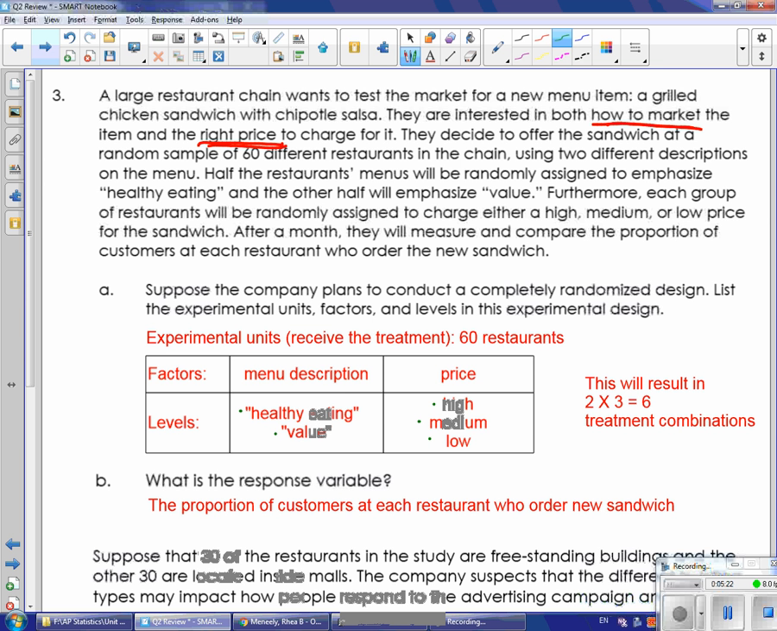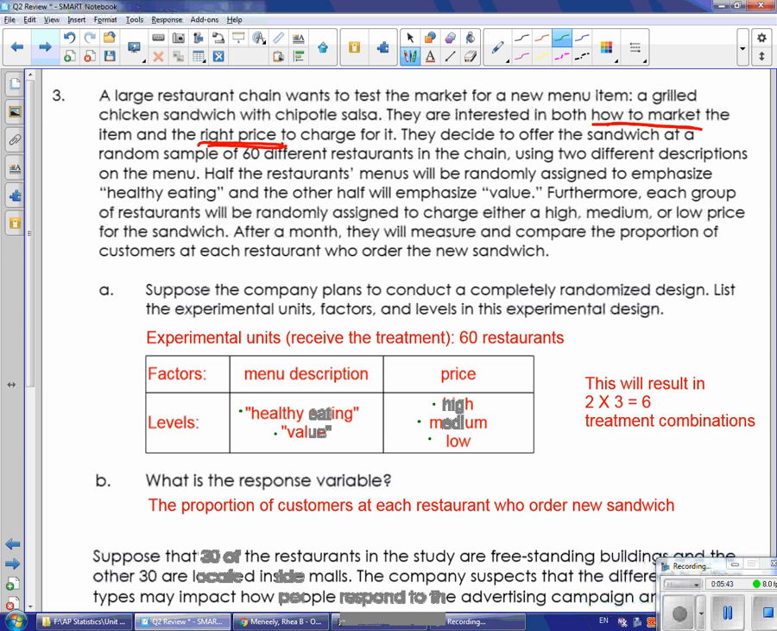So it's going to be a combination of healthy eating and high price, healthy eating and medium price, healthy eating and low price, and then we'd have the emphasis on value versus high price, value versus medium price, and value versus low price. You were not asked in this problem to list the treatment combinations, but if you were, then you'd want to list all the combinations of factors and levels.